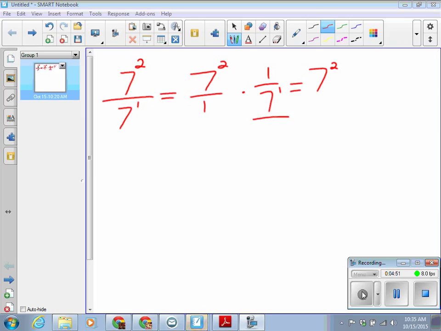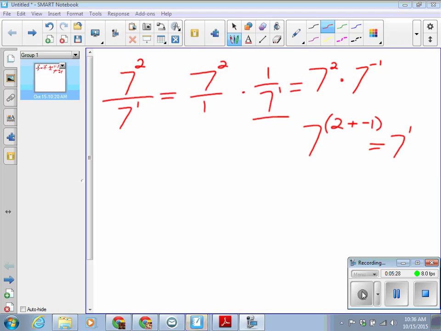My 1 over 7 to the first power, I can rewrite that one as 7 to the negative first. Now we have multiplication, and we know when it's multiplication, we just add. So I can add that as 2 plus negative 1. And that would equal 7 to the first power.